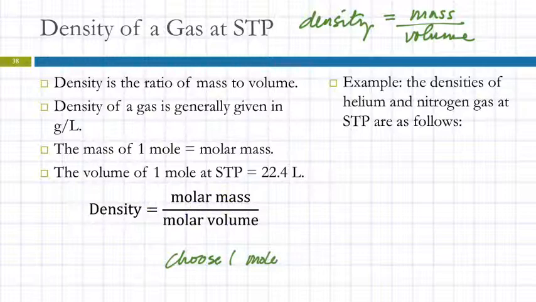And that's where this comes from. But over here, we're going to find the density of helium. So the density of helium is going to equal the mass of helium divided by the volume. We're choosing 1 mole. What's the mass of 1 mole of helium?